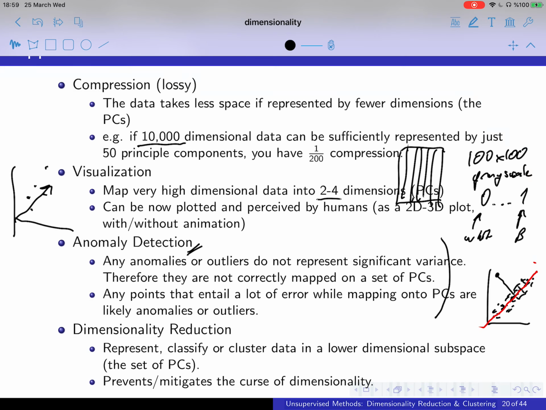And obviously, you can also use it for dimensionality reduction, essentially as a first step before some downstream classification or clustering or whatever you want to do with that data. And this solves the problem of the curse of dimensionality. Well, it doesn't solve it, but it mitigates it. It helps you manage it, so to speak.